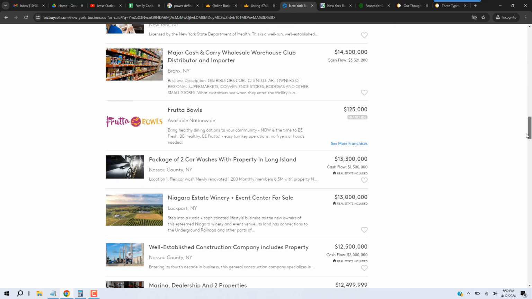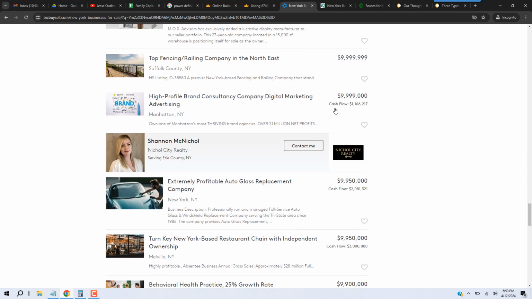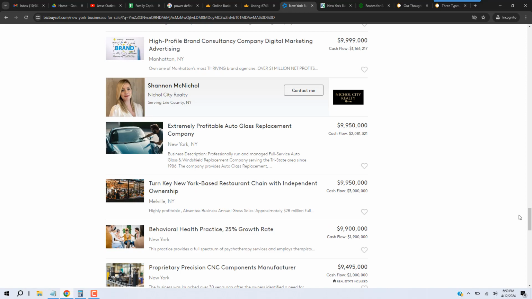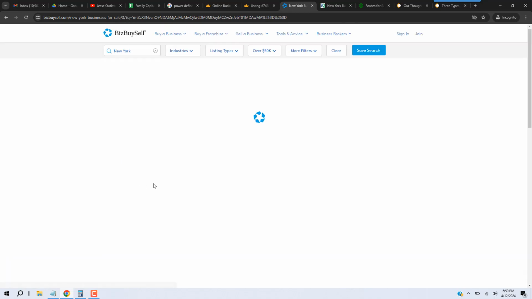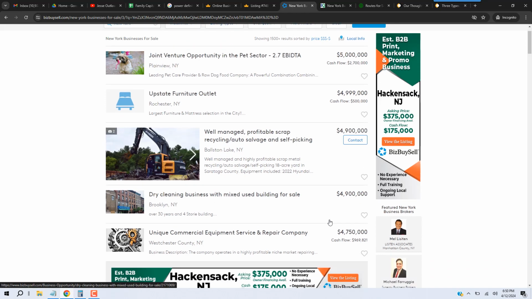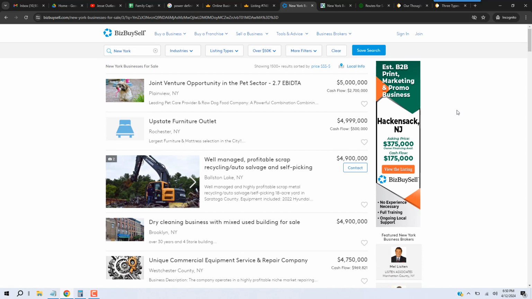If I scroll down, because I have these sorted by price, there are businesses for around $10 million that you can purchase. And if I keep going, you'll see here businesses for almost $5 million. If I keep searching, you will see that you can buy businesses for all types of prices. You can find businesses that cost $100,000, businesses that cost $500,000, and of course, like I've shown you here, businesses that cost in the millions of dollars.